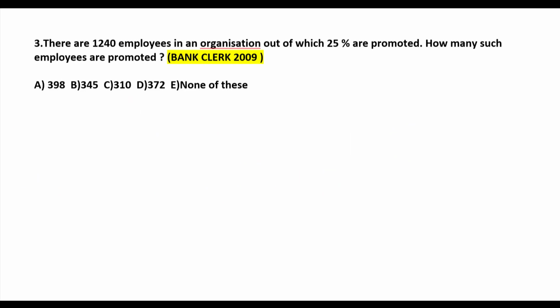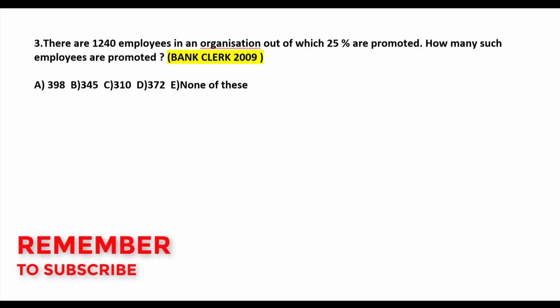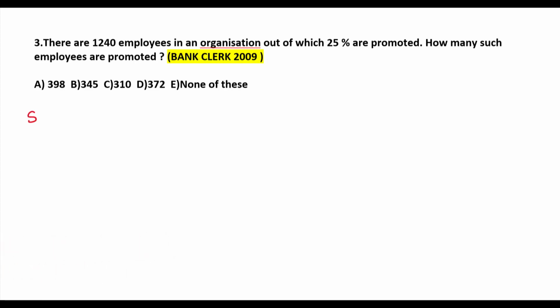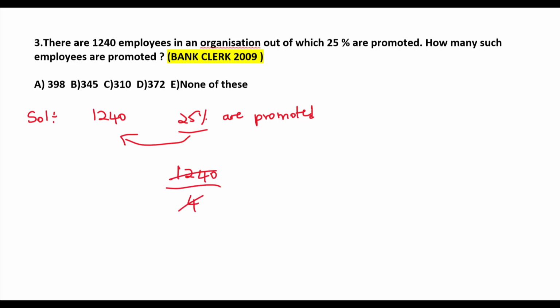Third question is there are 1240 employees in an organization, out of which 25% are promoted. How many such employees are promoted? This question was given in bank clerk 2009 exam. Total employees were 1240, out of which only 25% are promoted. So 25% of any number, here that number is 1240. So 1240 should be divided by 4, that is 3, 1, 0. Therefore our answer is option C, 310.